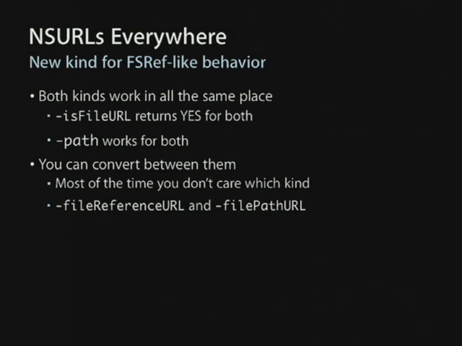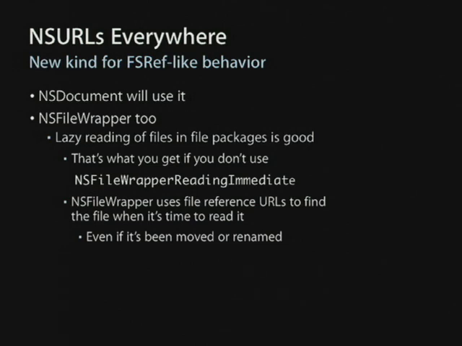Both kinds work in all the same places. isFileURL returns yes for both, and the path method works for both. And you can convert between them using the fileReferenceURL and filePathURL messages that you send to an NSURL to get one of the right kind. But most of the time, you don't care which kind you're working with. Everywhere that takes an NSURL, NSFileWrapper and NSFileManager and NSDocument and all the rest, they're supposed to just deal with both kinds. So this new kind of URL for FSRef-like behavior, NSDocument is going to switch over to that for its document tracking behavior. And NSFileWrapper too.